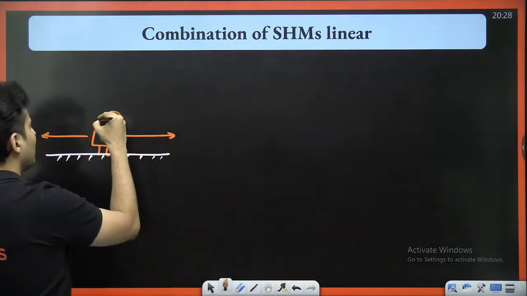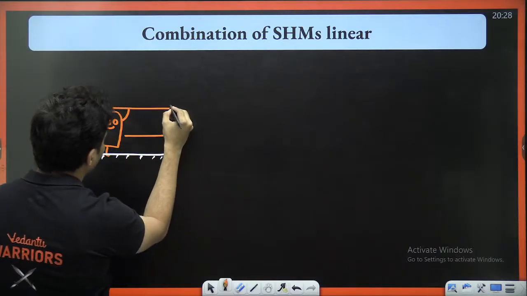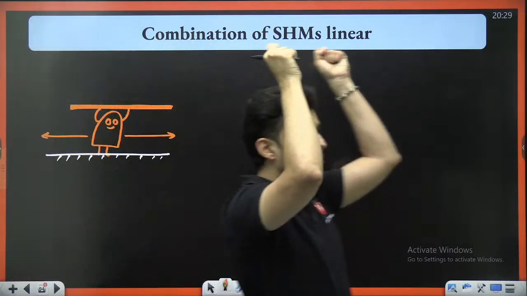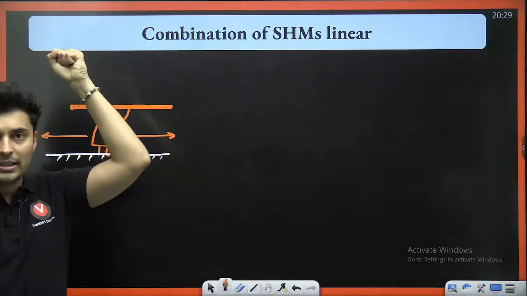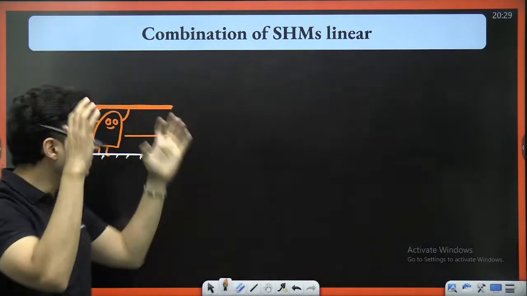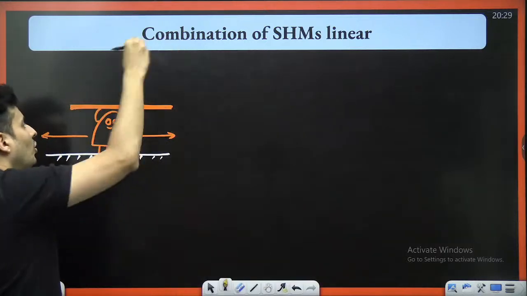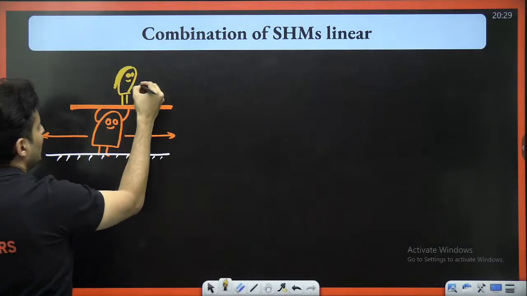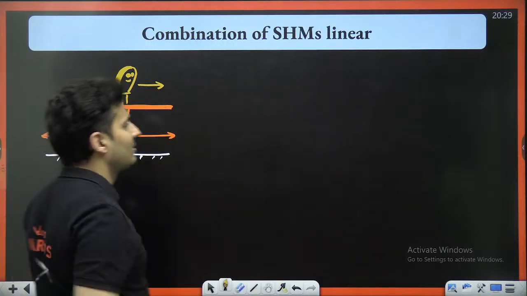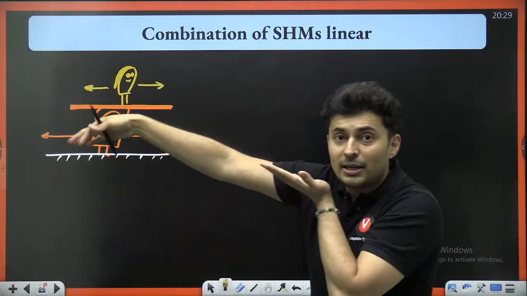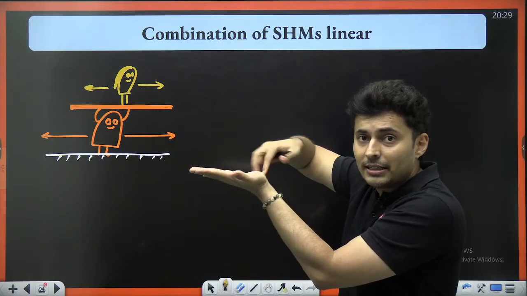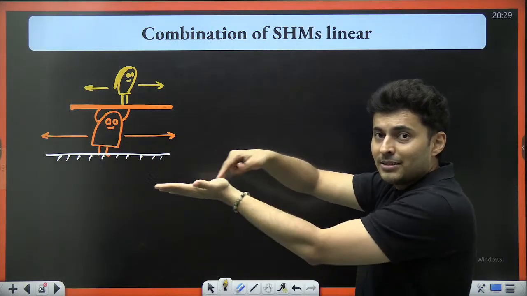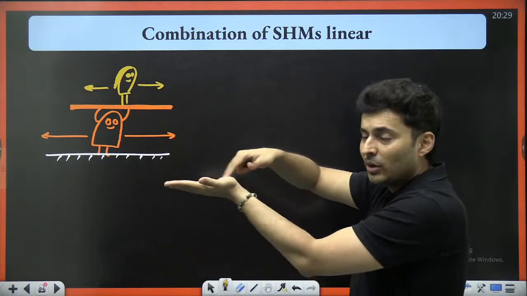And then Pandu is asked, okay, listen, you hold one nice plank over your head like this. He is going back and forth like this. And on his head, who is there? Champa is there. Do you see beautiful Champa over here? Champa is also going back and forth on that platform. She's walking like this, like this. Now imagine the platform is also moving, and Champa is also moving. Isn't it a combination of SHMs, my dear warriors?